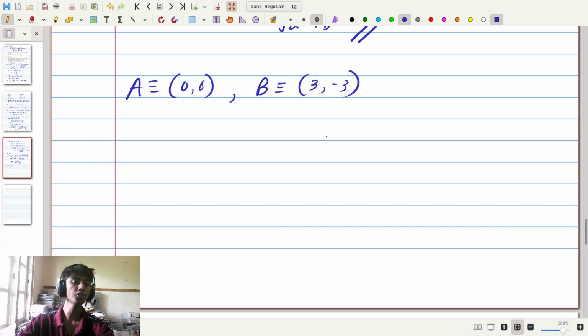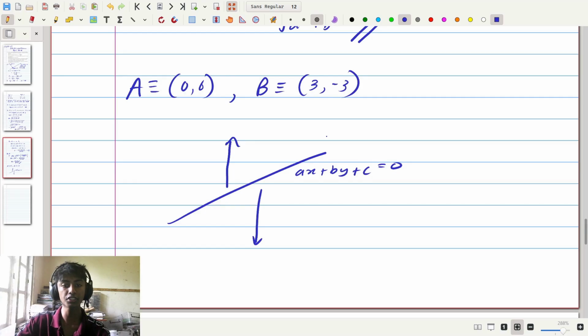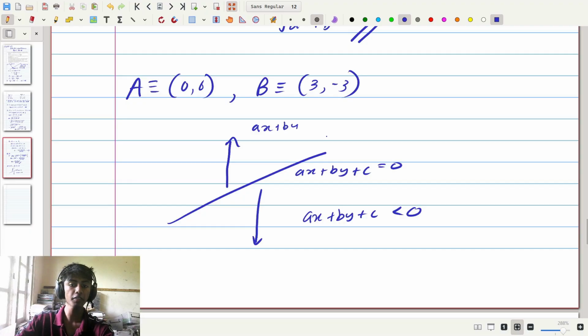negative 3. Now what we should know is that if you have a line in the form AX plus BY plus C equals 0, while the line is exactly the collection of all of the points for which this value is equal to 0, if you consider all of the points above the line and all of the points below the line, one set of these points is going to be the points for which AX plus BY plus C is less than 0, and the other set of points is going to be all the points for which AX plus BY plus C is greater than 0.